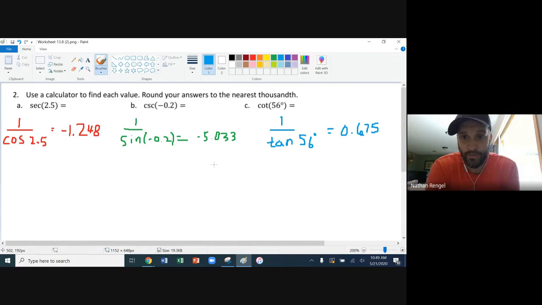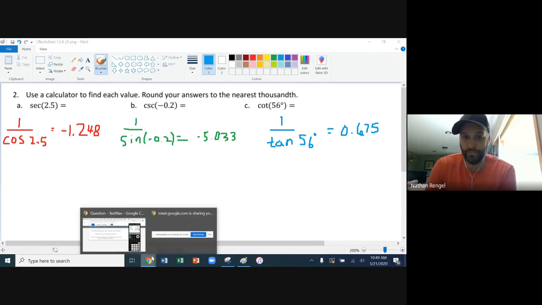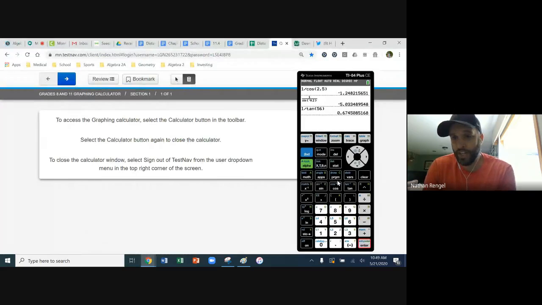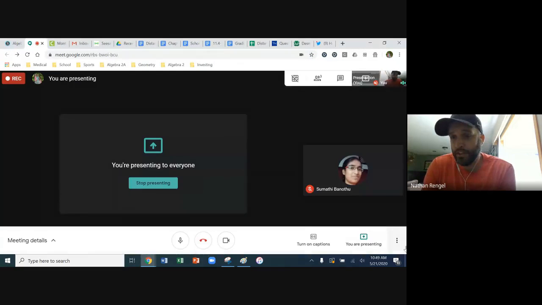So again, you will not find these secant, cosecant, cotangent buttons anywhere on your calculator. You will have to use the definition of reciprocals, which we have our sine, cosine, tangent buttons, and we can easily calculate those. So go ahead, give that a try. And later on, we will also use our calculator a little bit more.